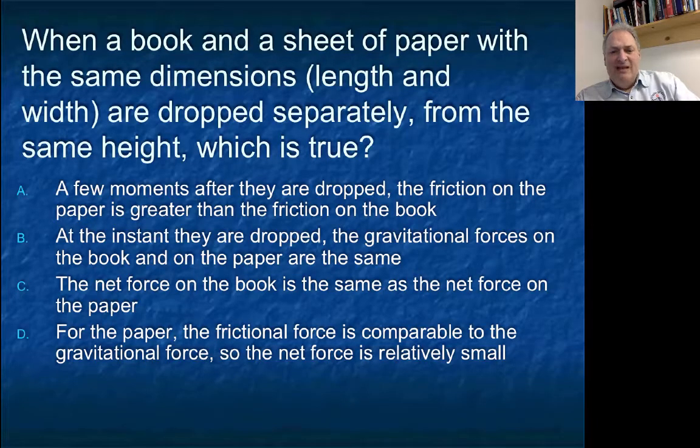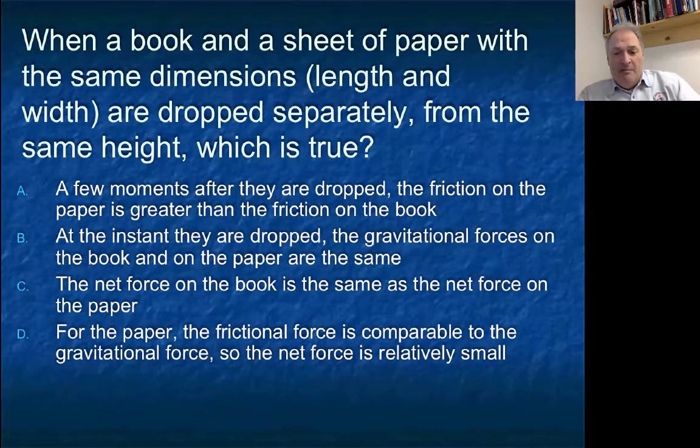B says, at the instant they're dropped, the gravitational forces on the book and on the paper are the same. That's not true either, because remember, gravitational force is directly proportional to the mass. And if we have a book and a sheet of paper, the book has greater mass than the paper. So the gravitational force on the book has to be greater than the gravitational force on the paper.